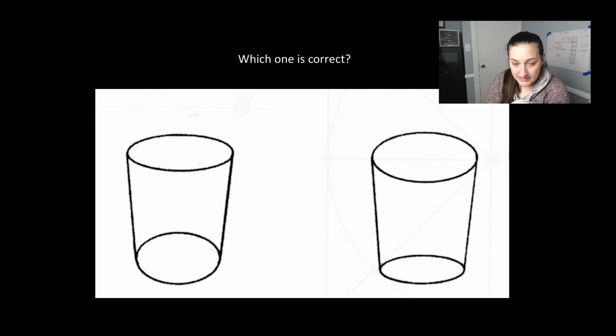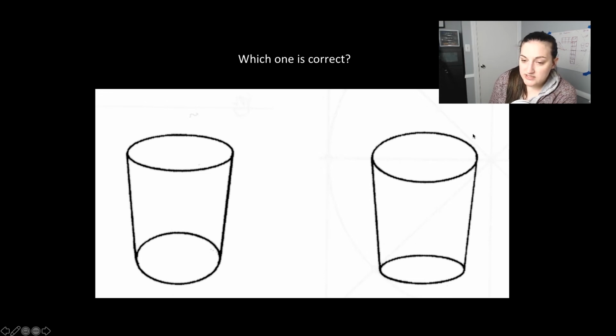So, technically, this one is correct, but if it was a clear glass and it was raised above you, this would be correct. But for your typical drawing where you're looking at a cup on a table, this is going to be correct because you're looking above the cup. So your eye level is up here. The ellipse on the top is shallower than the ellipse on the bottom.